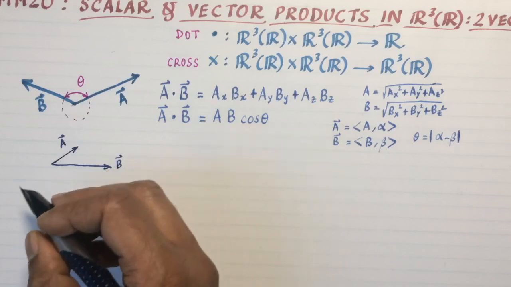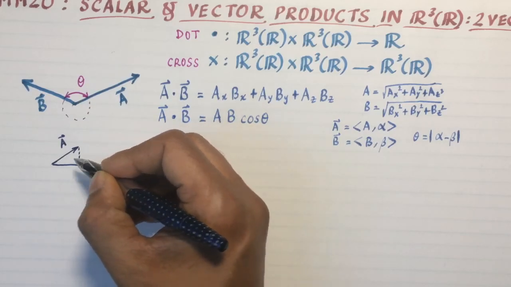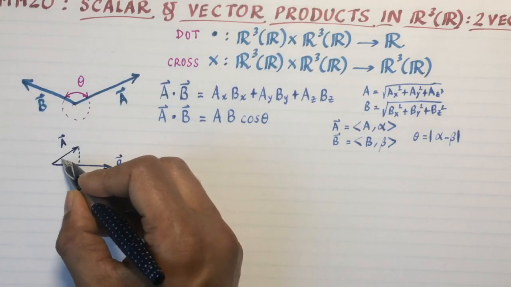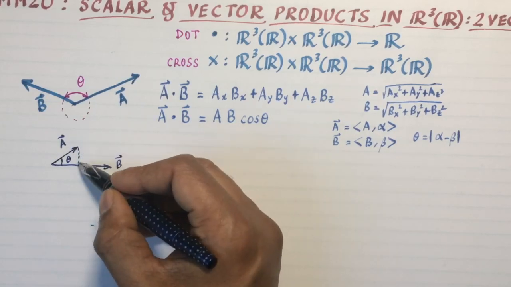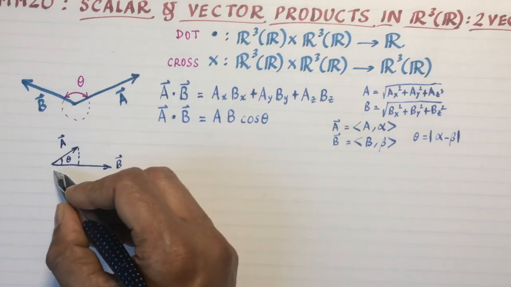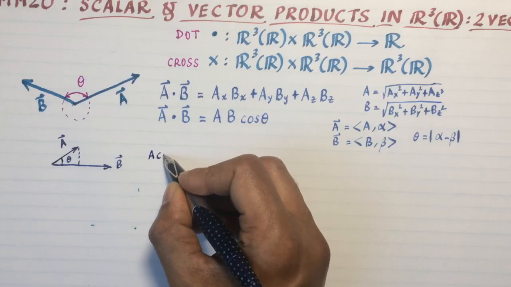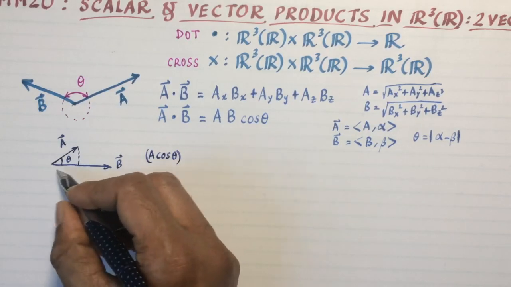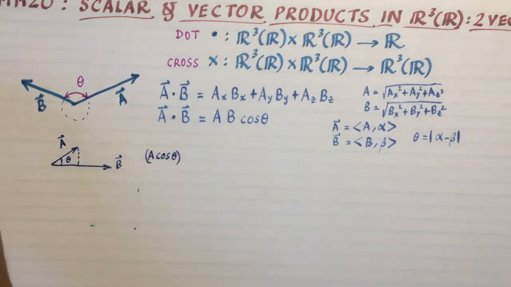So first of all, let me take the projection of A onto B. Well, that projection is going to be A cosine theta. So this projection vector is going to be A cosine theta times a unit vector in the direction of B. Let's call that unit vector B hat.